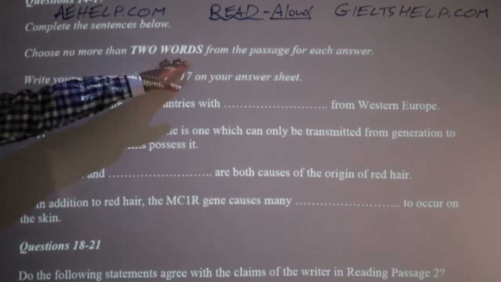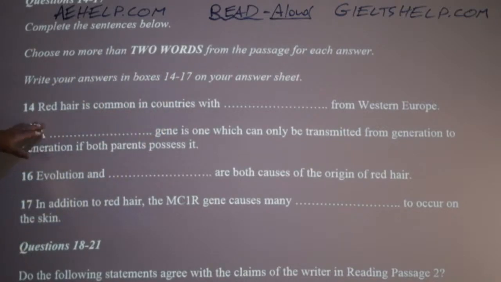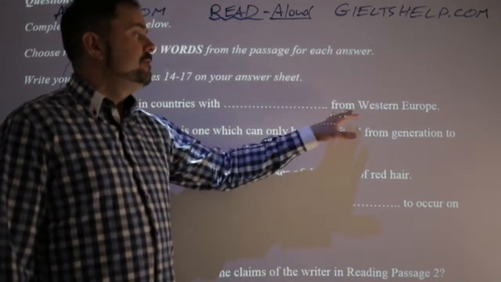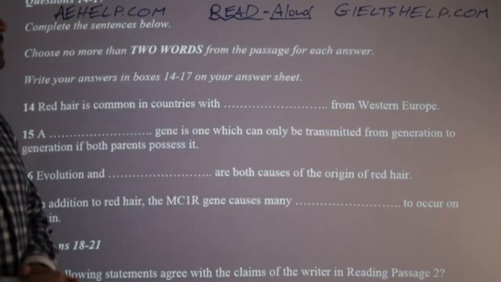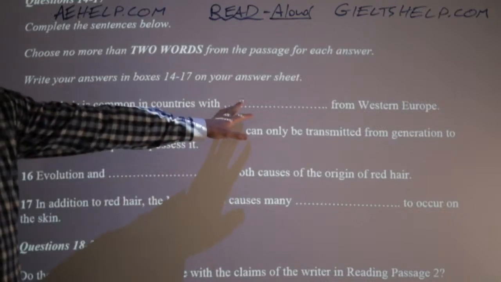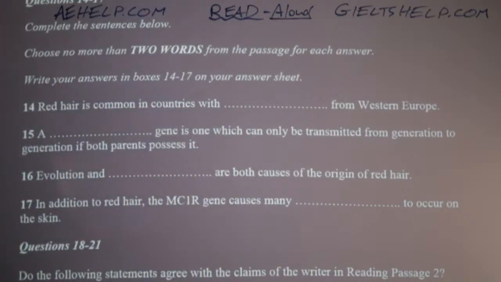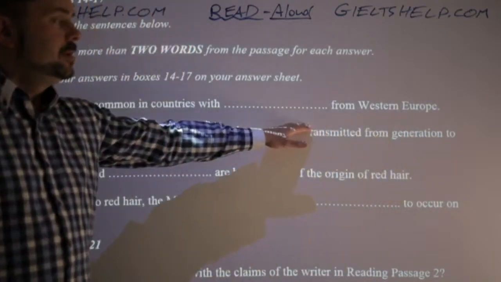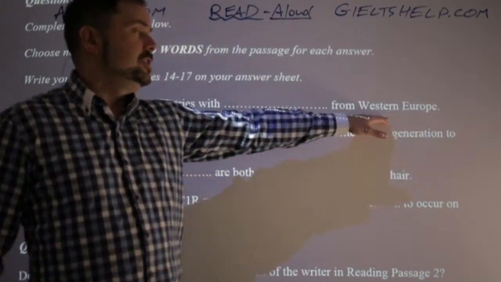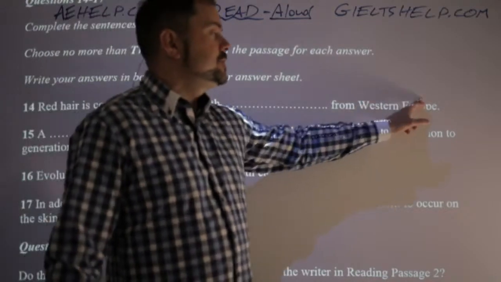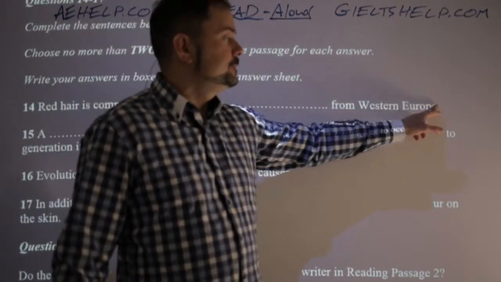No more than 2 words from the passage to fill the blanks. Number 14, red hair is common in countries with something from Western Europe. So we have some kind of a missing noun here. And I remember seeing Western Europe in the introduction. So if I can't clearly remember, I can search for Western Europe.